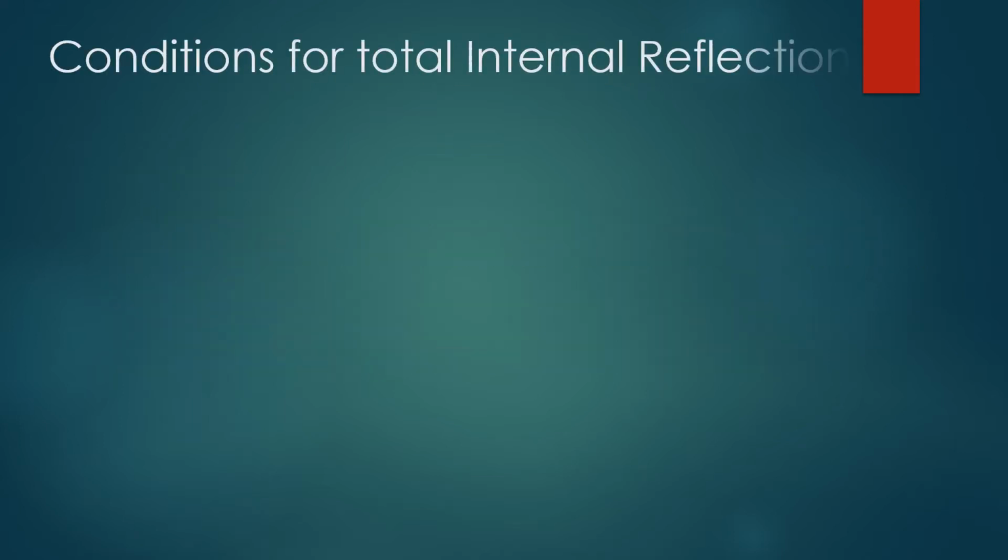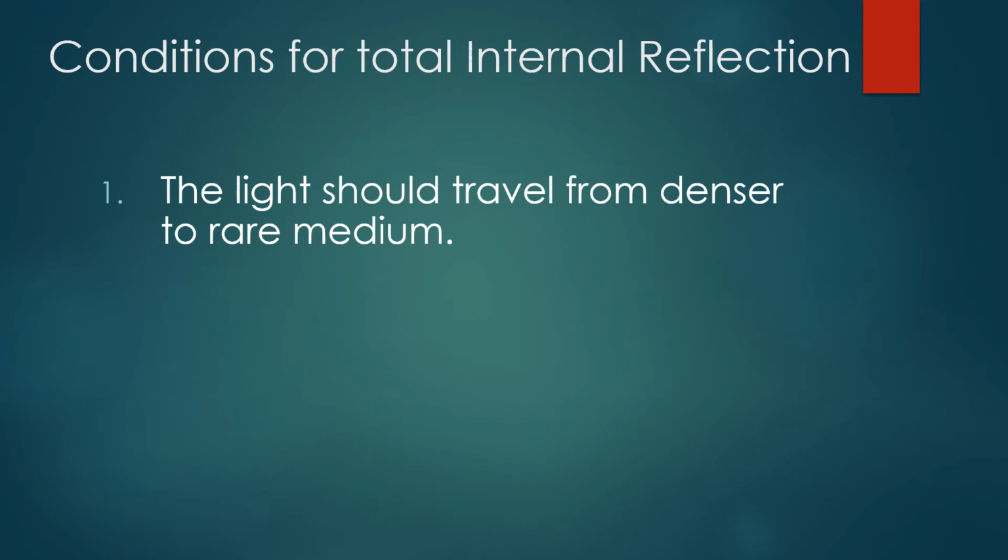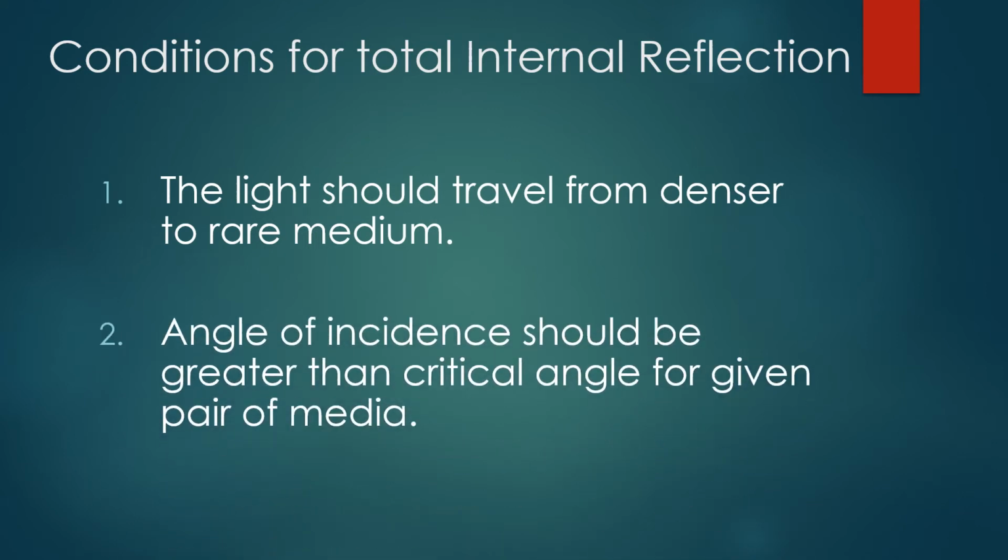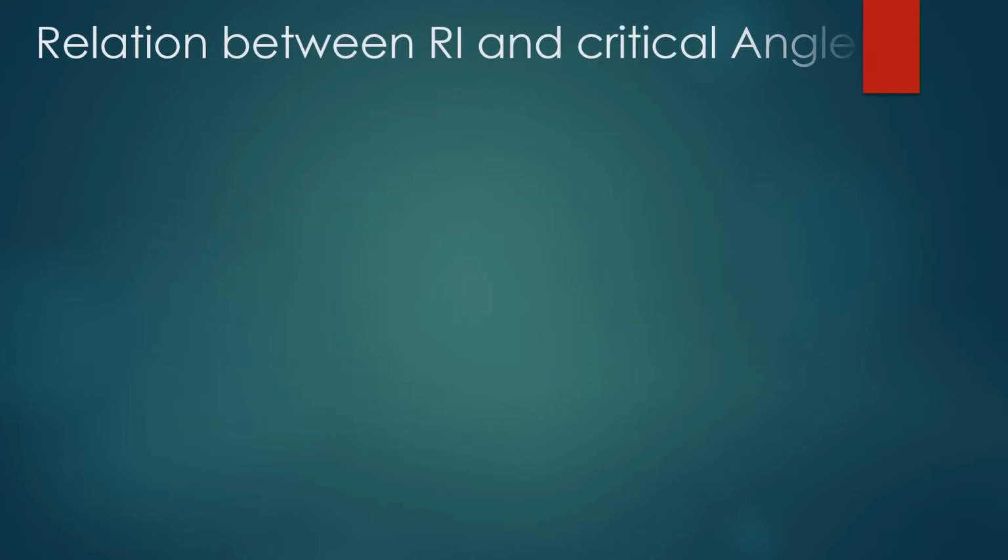Here are the two conditions for total internal reflection. The first one is that the light should travel from denser to rarer medium. The second is that the angle of incidence should be greater than the critical angle for a given pair of media. Let's study the relation between refractive index and critical angle.